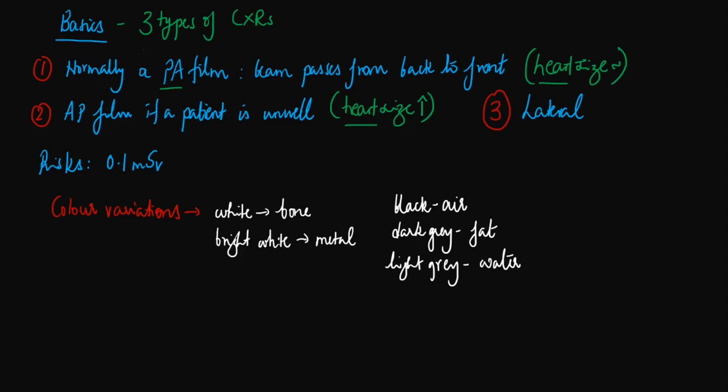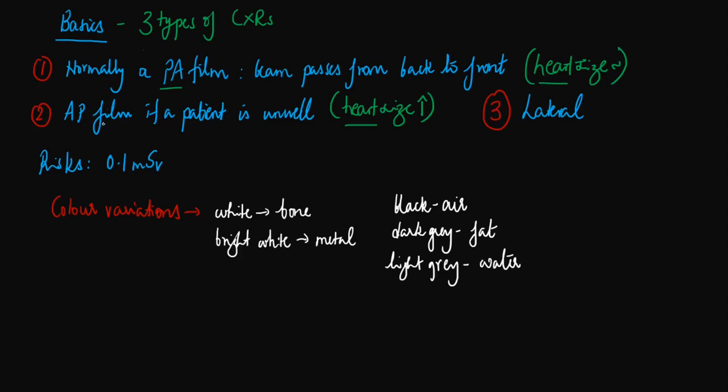So there's three types of films that are usually done for the chest: the PA film, the AP, and lastly the lateral. PA stands for posterior anterior, and as the term suggests, the beams of the X-ray are passed from the patient's posterior side moving on to the front. The advantage of this method is that the heart size is not exaggerated.